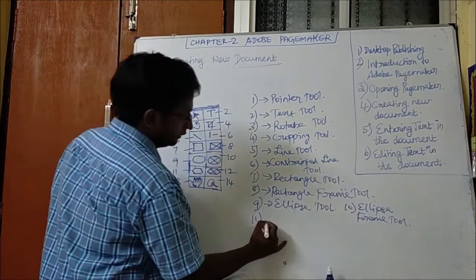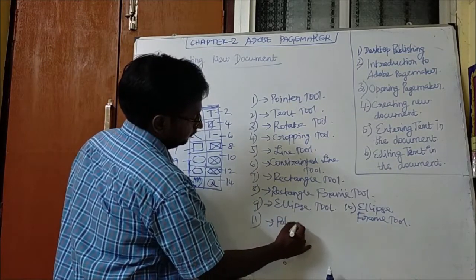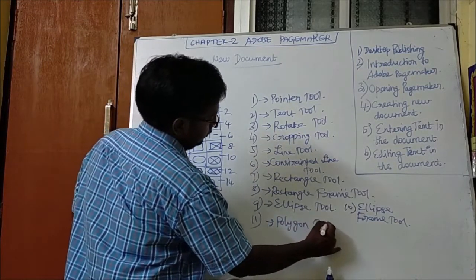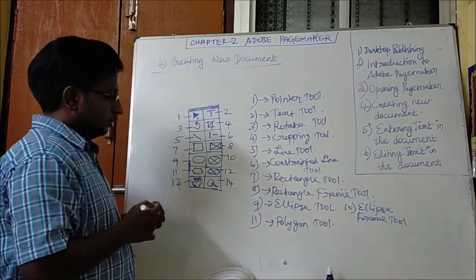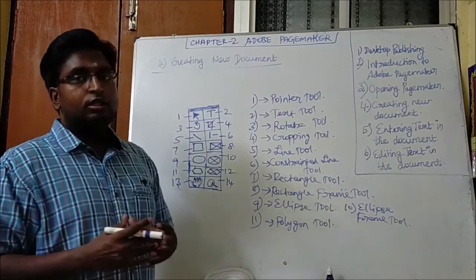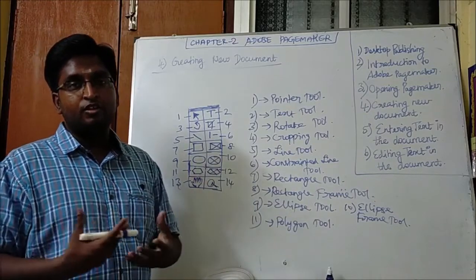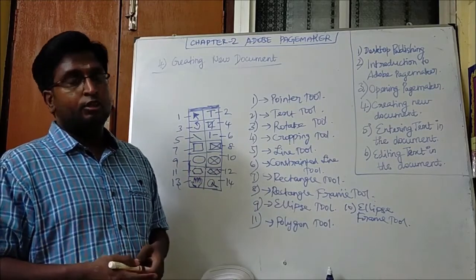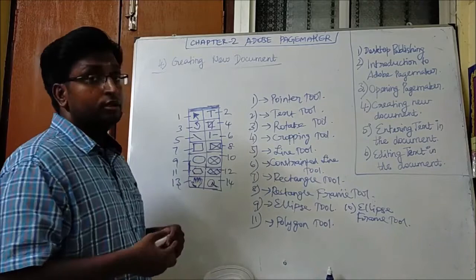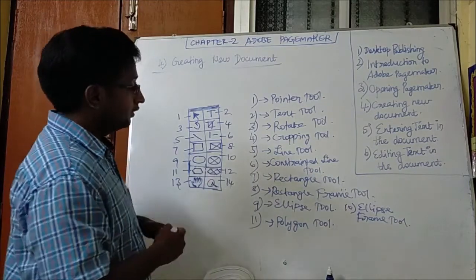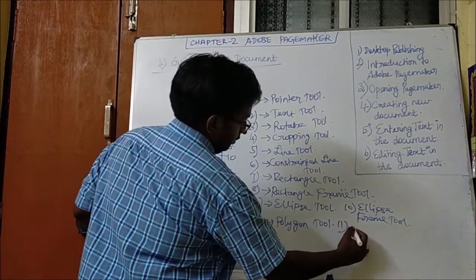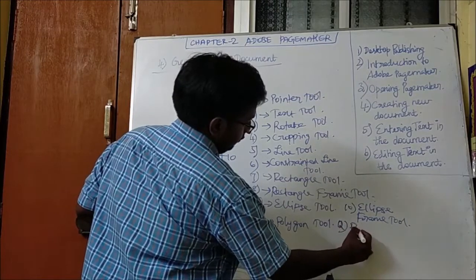And similarly, this one is the polygon. You can draw various types of shapes, 5-sided shapes, more than 4-sided shapes. You can use this polygon tool. Similarly, you have the polygon frame tool.